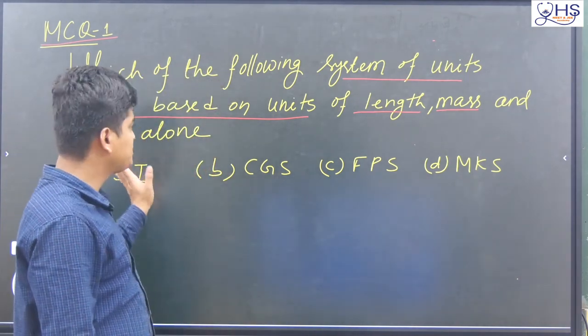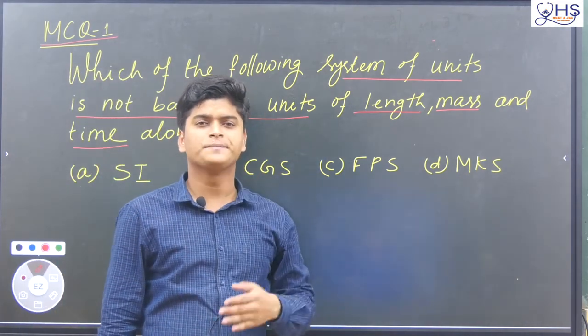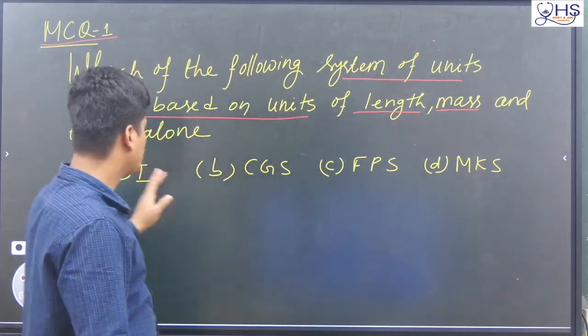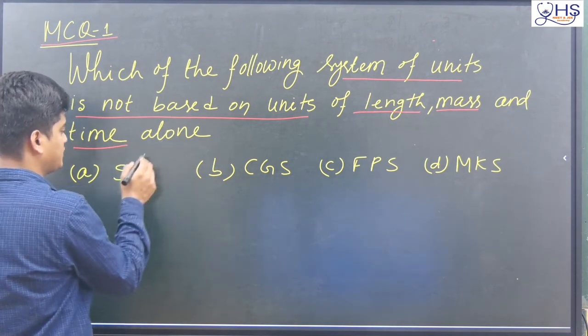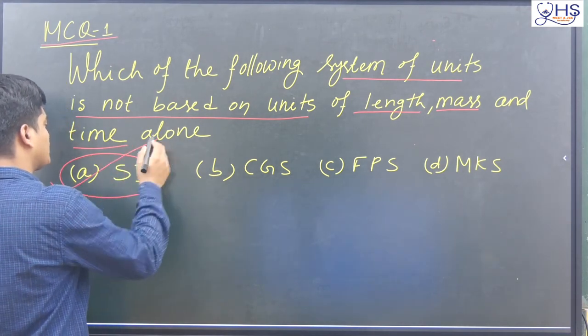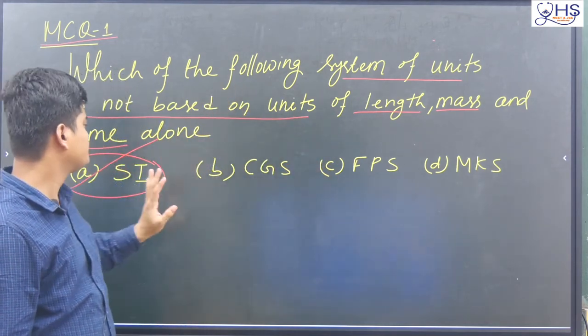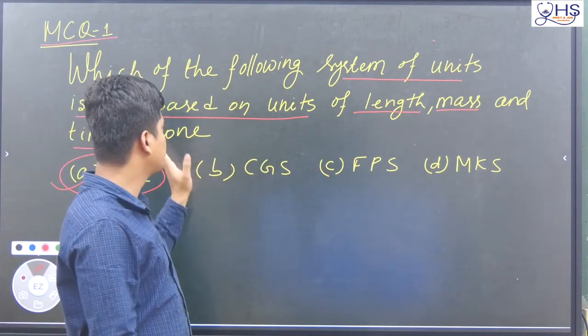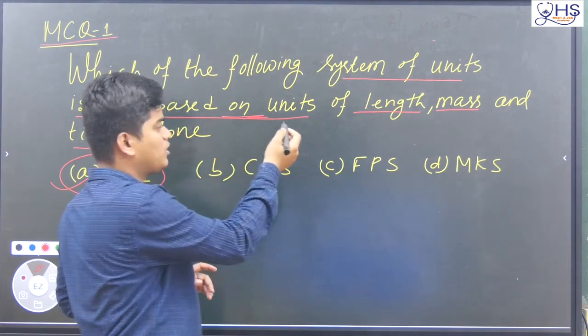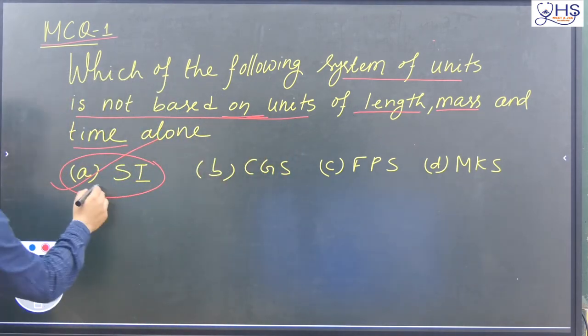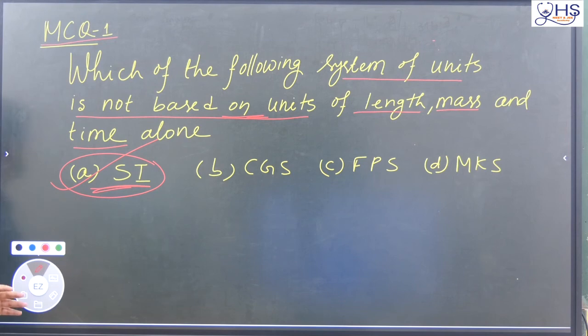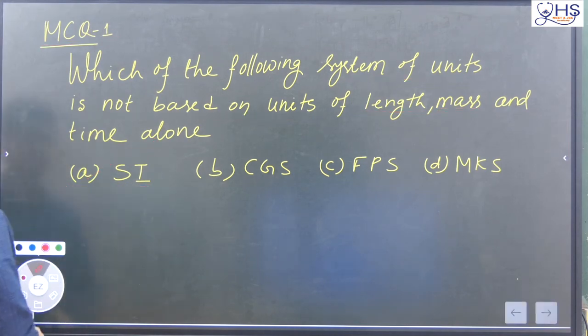So here SI basically includes length, mass, time along with current, temperature like that. So it does not include only 3, it includes around 7. That is why CGS, FPS, MCS include only 3 and SI includes 7. So that is why they are saying not based on length, mass, time alone, that means SI unit is not based on length, mass, time alone. So the answer will be A. I will go to the next question.